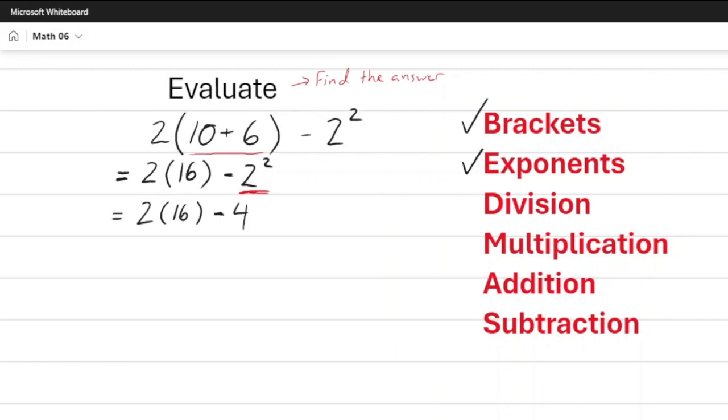So we've done our exponents. Next up, is there any division or multiplication? So what we do is we look, we say 2 and 16, we're going to multiply those because, again, if you see a number with the bracket, you can multiply those two. So 2 times 16 is 32. Subtract 4, and we've looked at that. And then we go last one, and you can see we have just one step of subtraction. And 32 minus 4 is 28.